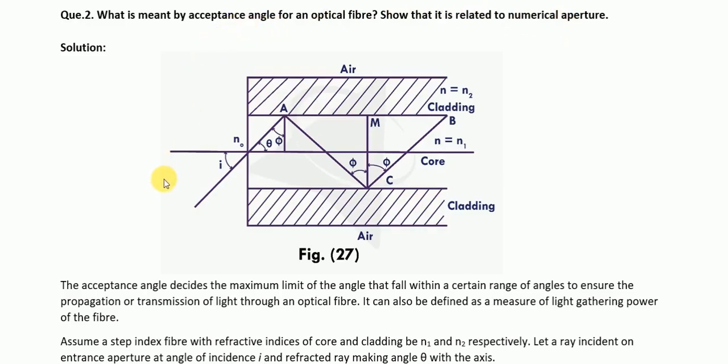Imagine you are trying to shine light into an optical fiber. So the acceptance angle is like a magic cone. It decides the maximum angle at which light can enter the fiber and still propagate inside it.